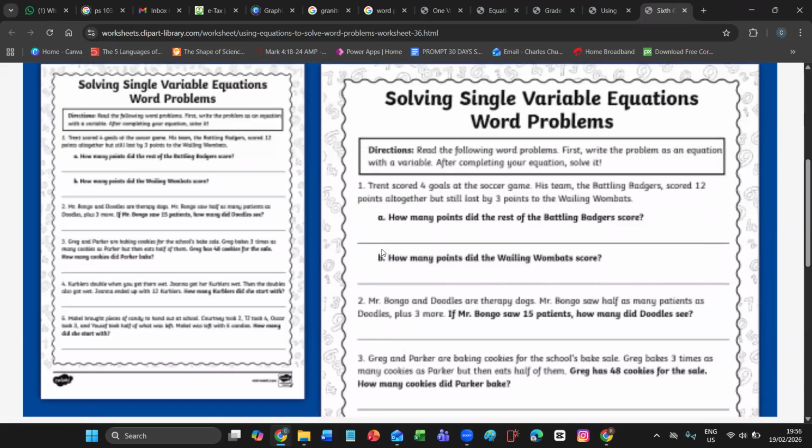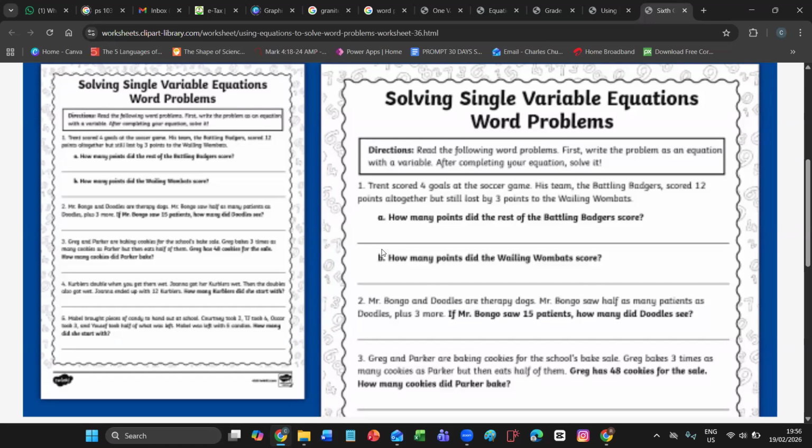All right. So this first one says Trent scored 4 goals at the soccer game. His team, the Battling Badgers, scored 12 points altogether, but still lost by 3 points to the Wailing Wombats. The question is, how many points did the rest of the Battling Badgers score?